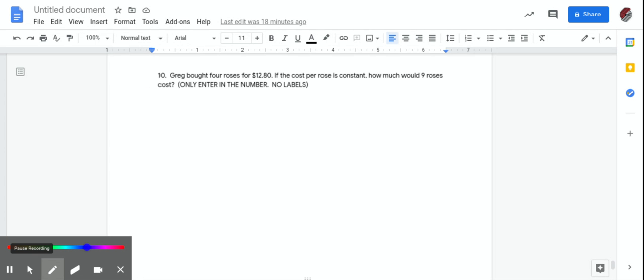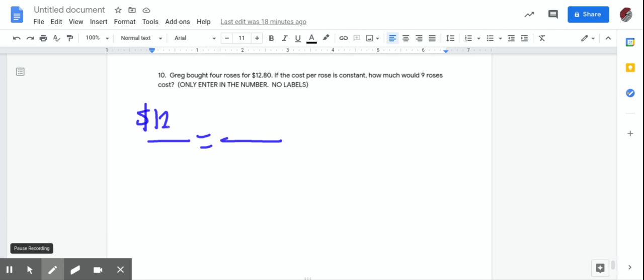So I'm going to set up a proportion. And I know that it costs me $12.80 for 4 roses. And once again, I need to make sure that units match that are directly across from each other. So it says, if the cost per rose is constant, how much would 9 roses cost? So I'm going to label 9 roses as my denominator because the 4 roses is in my denominator of my first fraction, the first part of my proportion. So I'm going to label this x.